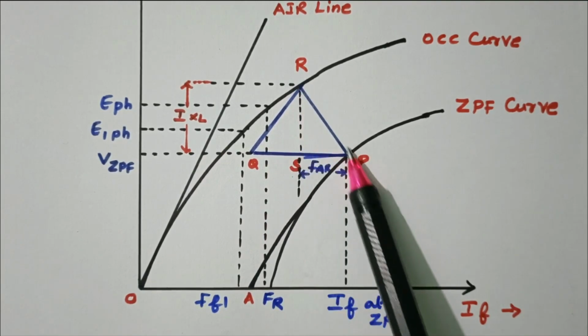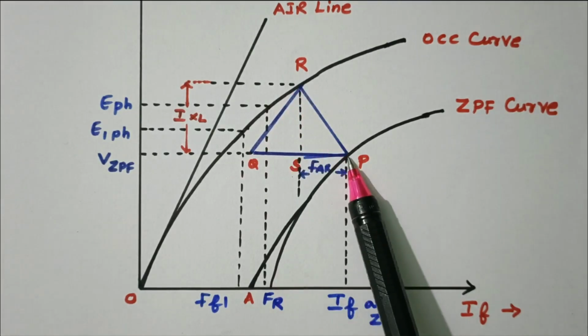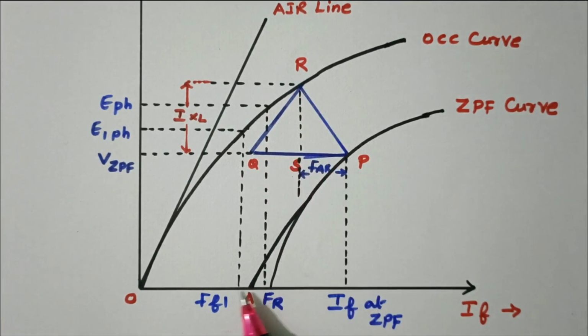Now connect R and P. So that will give the triangle. The point P we already know. Draw the line PQ. The PQ value is equal to OA.